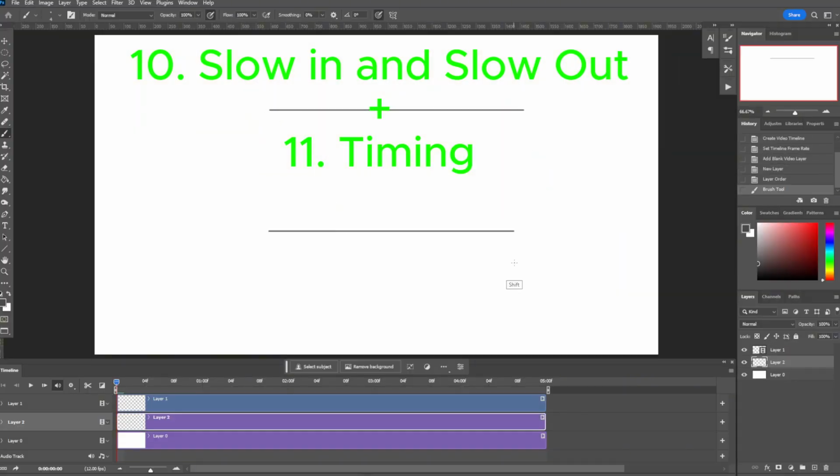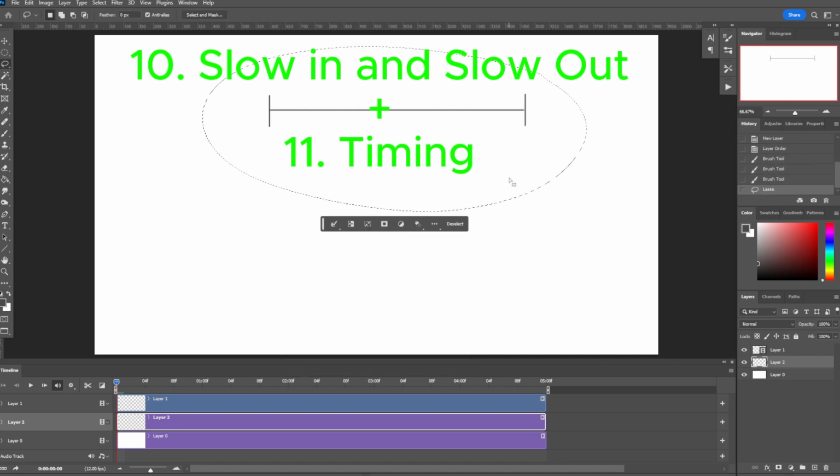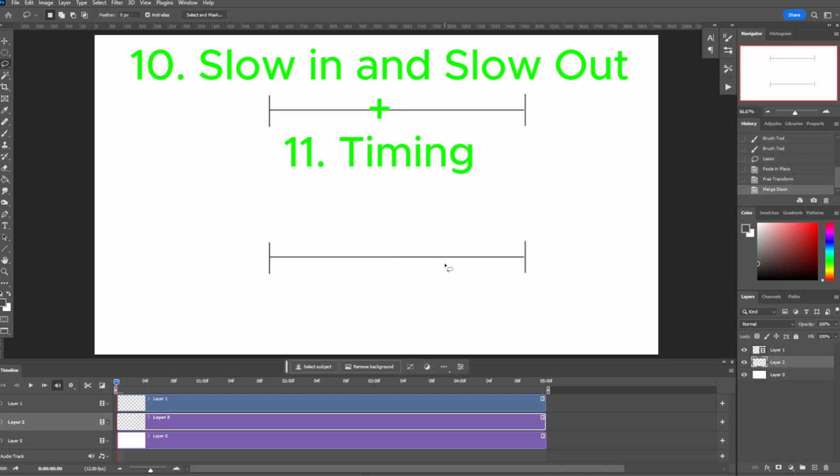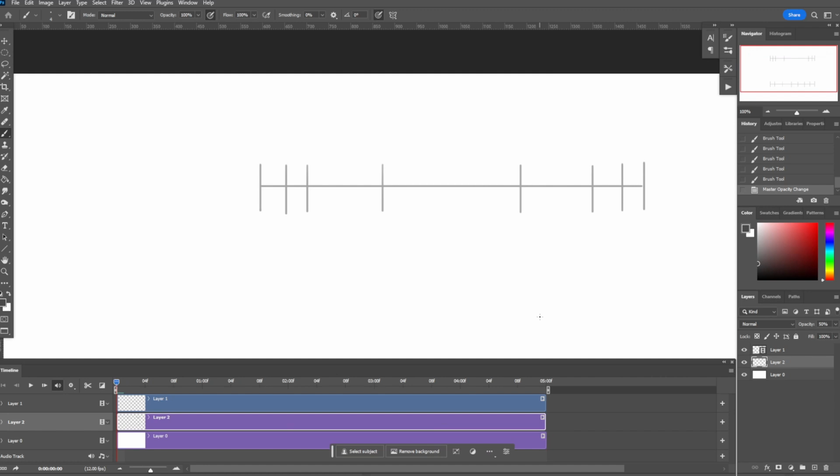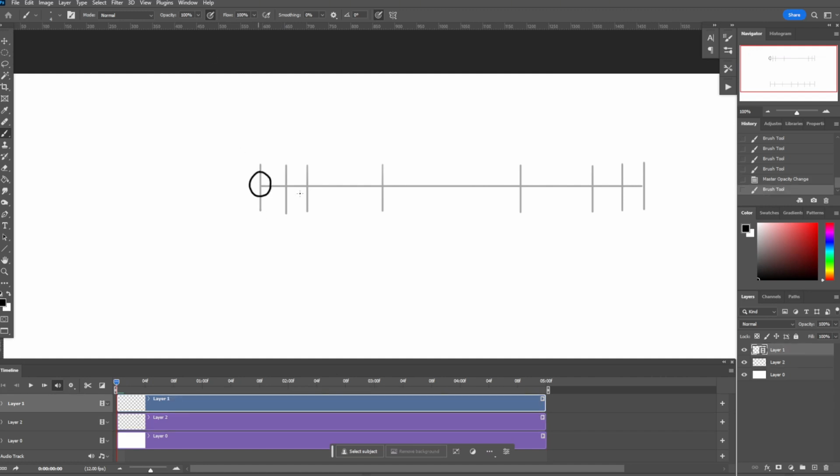Principles 10 and 11. Slow in and slow out, as well as timing. You can probably guess why I combine these two together, and the reason is that slow in and slow out are a form of timing.